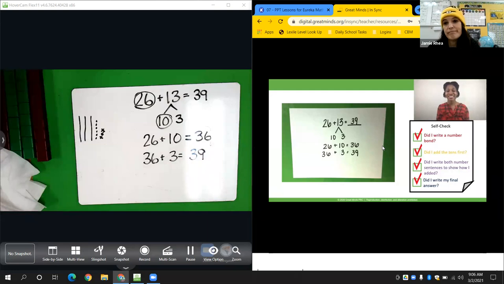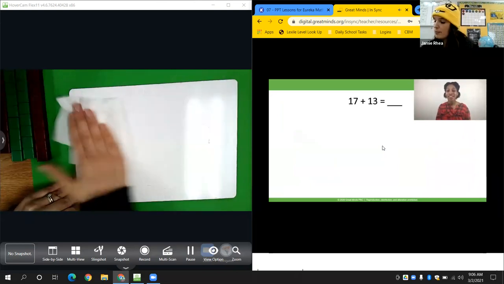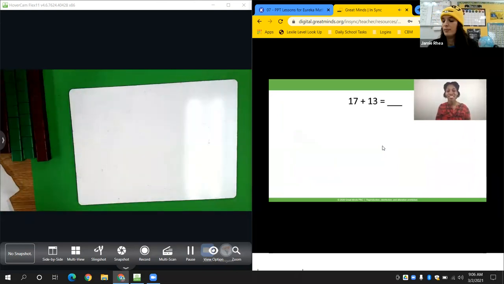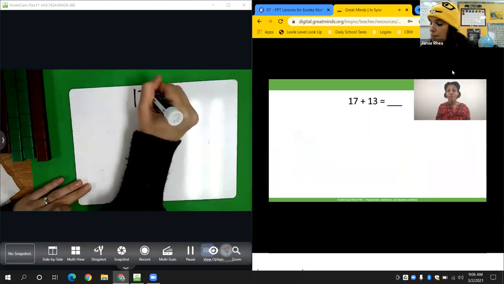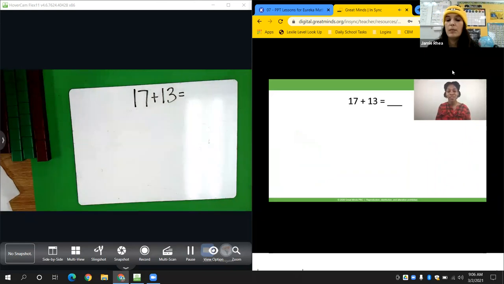We fixed our answer. Great work, mathematicians. Let's do another one. All right, your boards. I want you to work independently to solve 17 plus 13 on your personal whiteboards. Remember, you can use linking cubes or math drawings as extra support if needed. You will have 2 minutes.